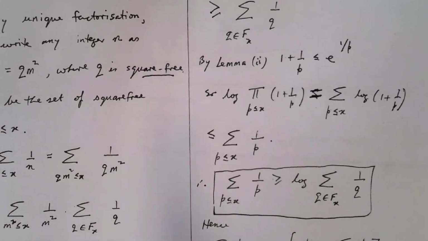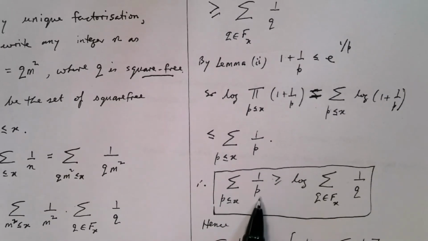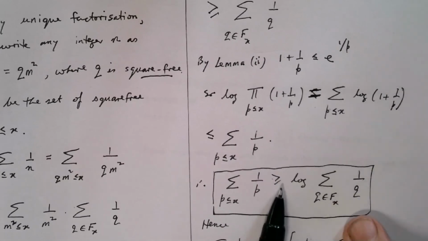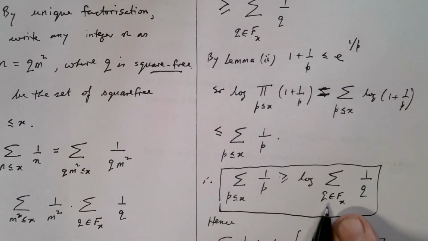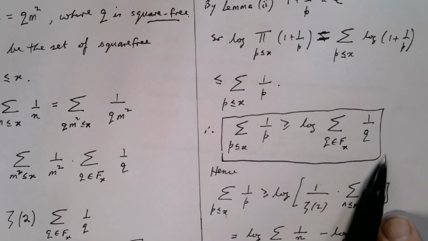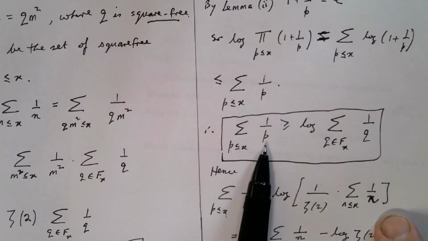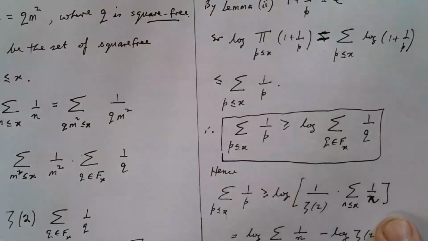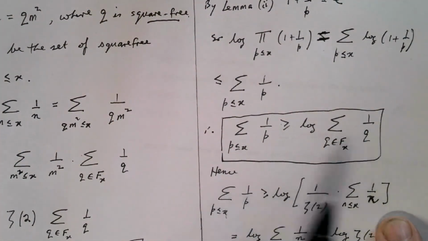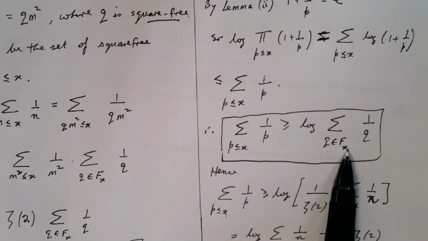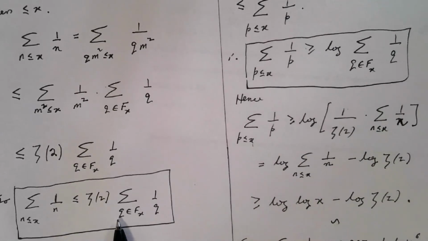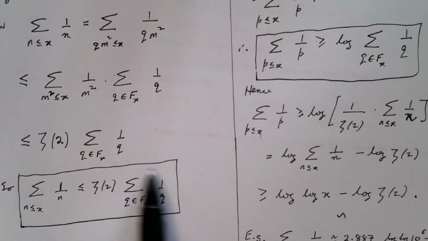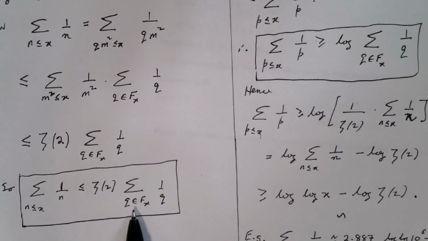So putting that all together, I get the sum of 1 over p is bigger or equal to the log of the sum of 1 over q, where q is in the square free integers. So I'll just keep that result there for the moment. So we have the sum of 1 over p is bigger or equal to the log of the sum of 1 over q, where q is a square free integer. Now I want to compare that with the result we had over here. We had over here a formula for the sum of 1 over q of the square free integers.